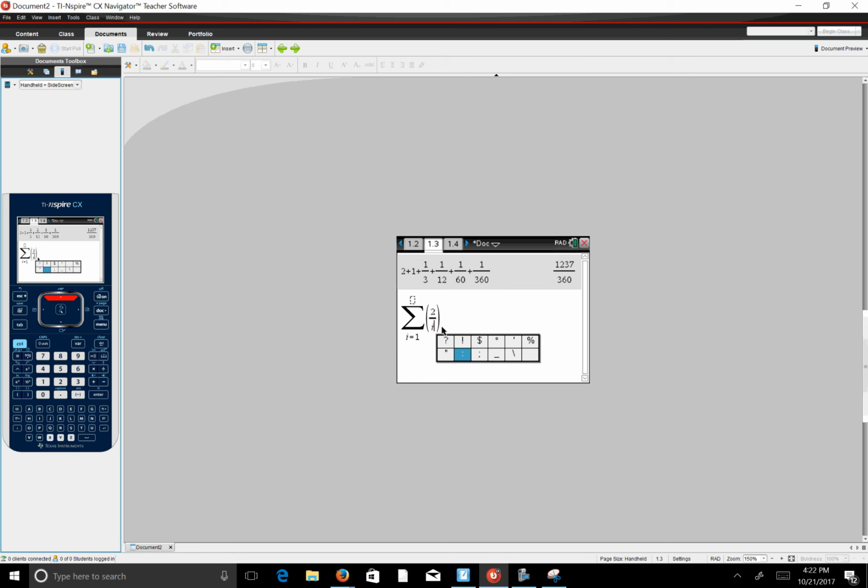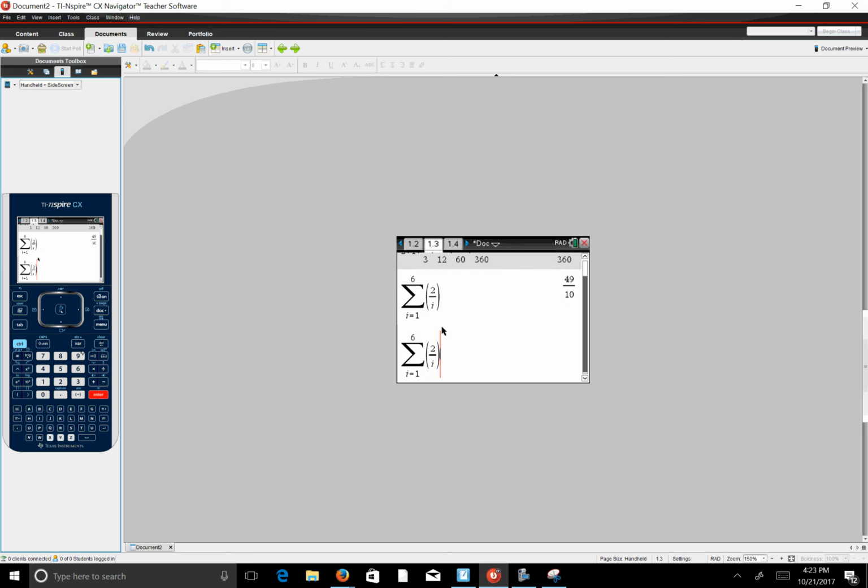And I'm going to get out of there, and now I'm going to hit the up arrow key until I'm on top of my sigma sign, and then I'm going to press the 6. And then we'll press enter. And I forgot to put the factorial sign in. Why didn't you guys tell me that? I'm going to go down here, and I'm just going to edit it.